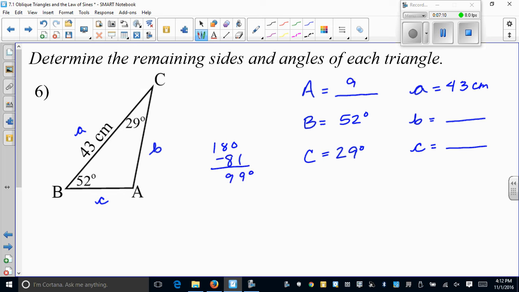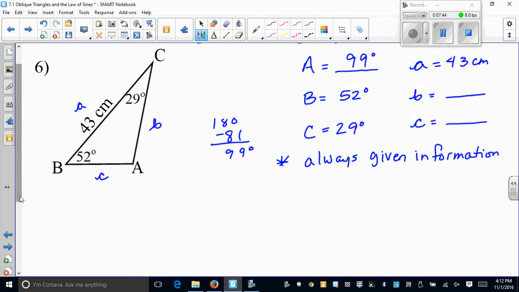Now that I have angle A, I'm going to write this in here: always use given information. Just as before, if you find side B and made a mistake finding side B, and then you use this guy to find C, you will get a mistake. So on this one here, I'm going to find side B, and then I'm going to find side C.